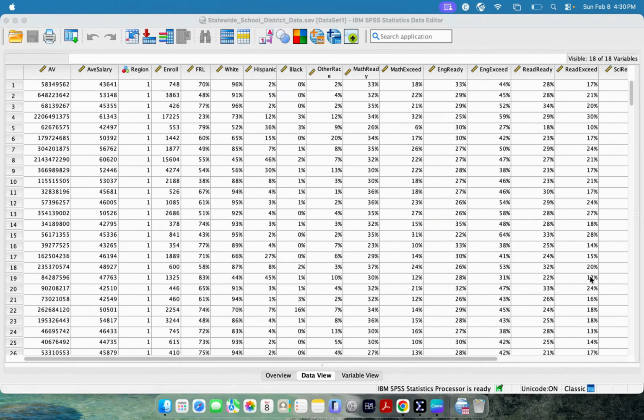Today, we are going to be looking at if there is a significant relationship between the free and reduced lunch percentage and the percentage of students scoring at the exceeding level in math. So, first, I am going to look at normality.